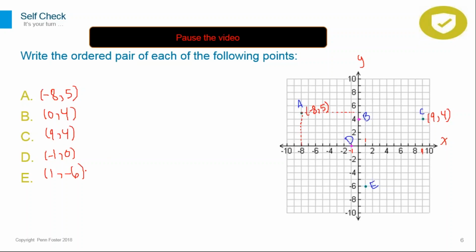as the ordered pair. So as you see here, it is not a difficult topic, but we need to do it in order. We need to organize our thinking whenever we are plotting points on the coordinate plane or writing the ordered pair for the given points.